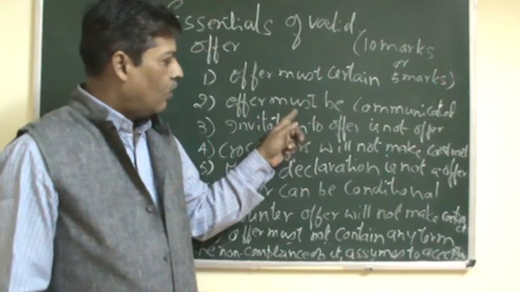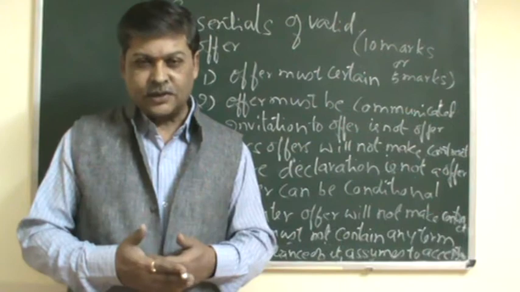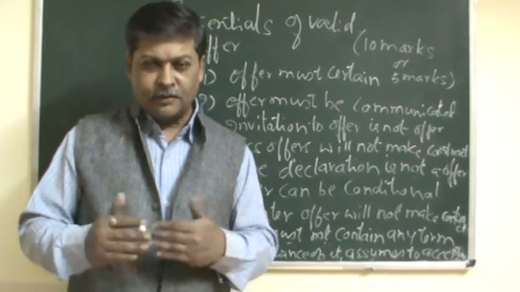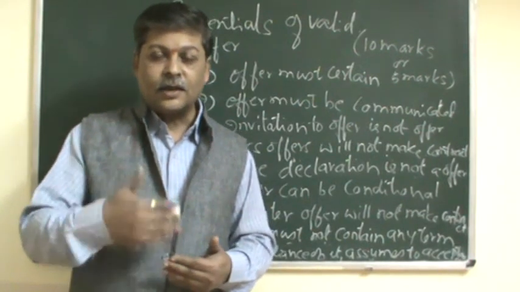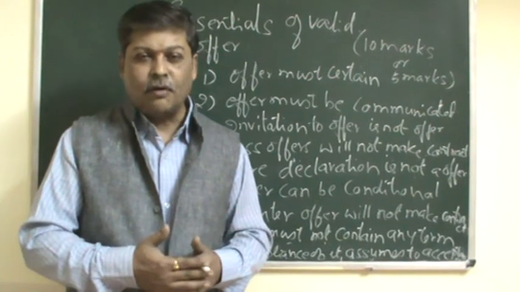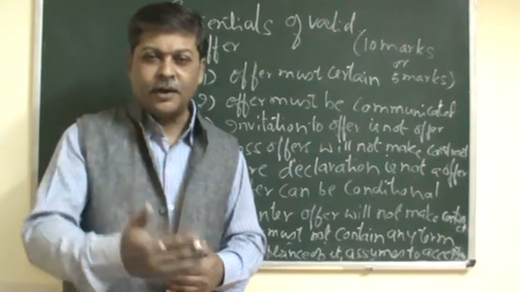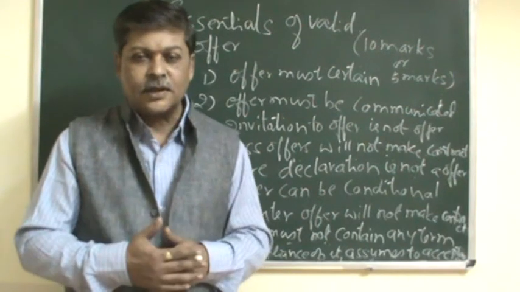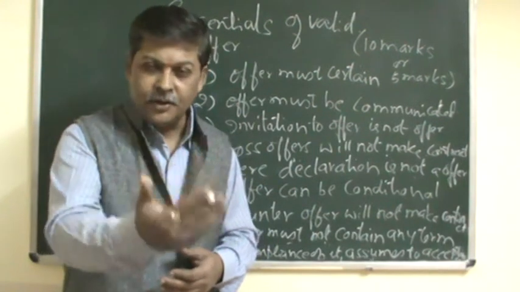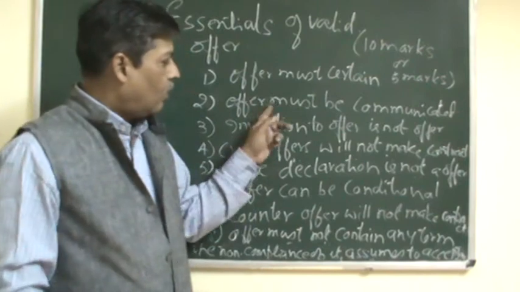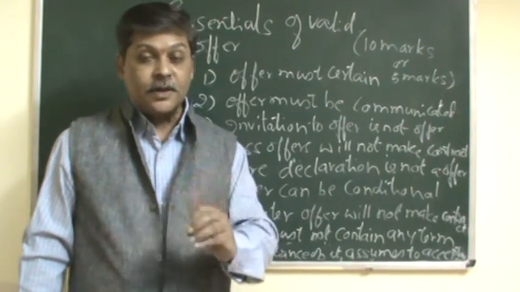The second one is that the offer must be communicated. Naturally, when you want to express your willingness to do an act or abstain from doing any act, mainly with the consent of the other, that other person must have knowledge of the offer. How can he get the knowledge of the offer? He will not have any sixth sense that the person has thought of making an offer. So the offerer must communicate it to the offeree. The offer must be communicated.